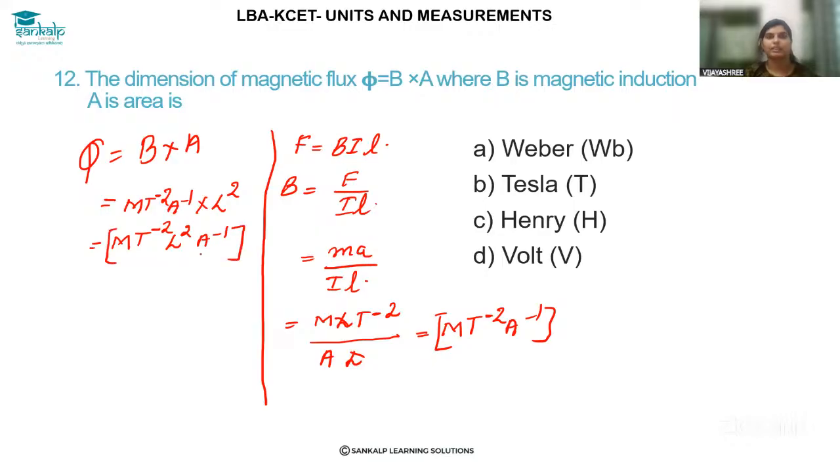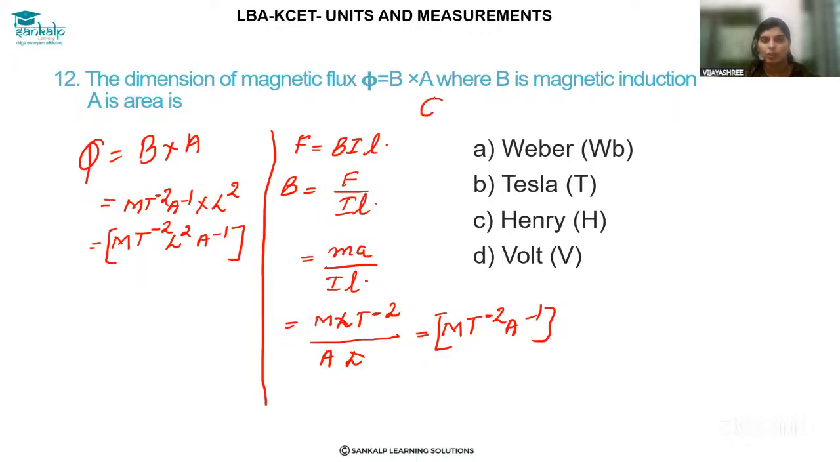Correct? Phi, the dimensional formula of magnetic flux, what did we get? M T raised to -2 L raised to 2 A raised to -1. Correct? So this is the dimensional formula for magnetic flux. Right? So now we have to compare this dimensional formula with the options.